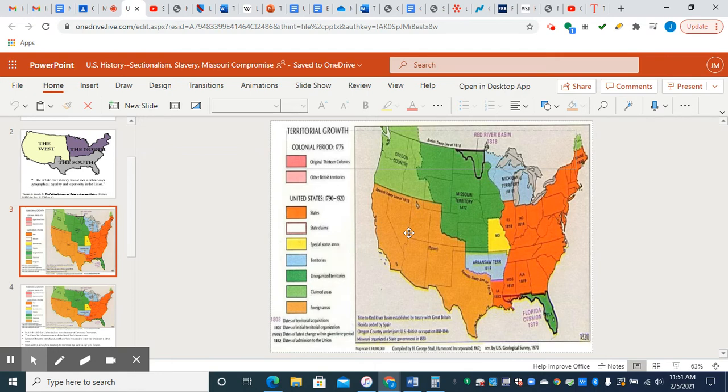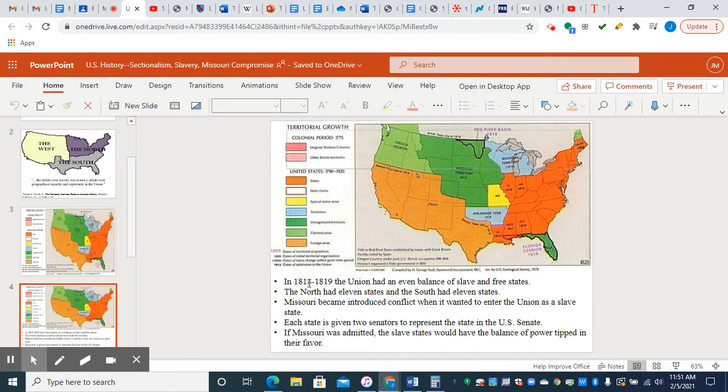And so when it attempts to join, there becomes this issue. Because in 1818 into 1819, the Union, which is the United States, had a balance of slave states and free states. Each side had a balance of 11. There were 11 free states in the North and 11 slave states in the South. Okay? Now, we may think, okay, well, what's the big deal?